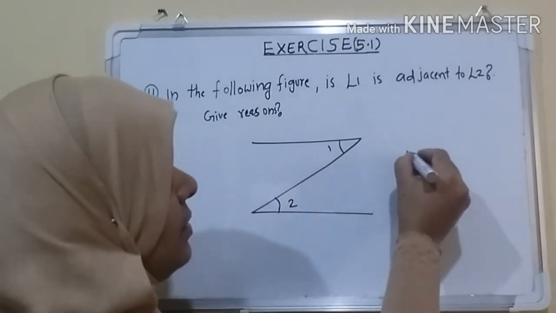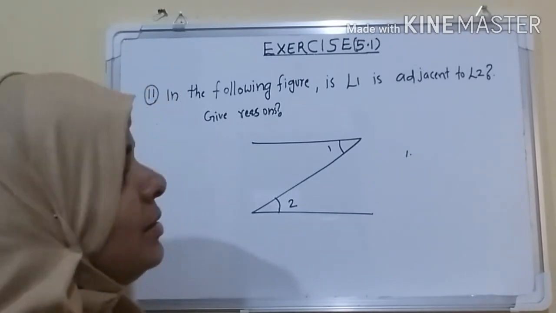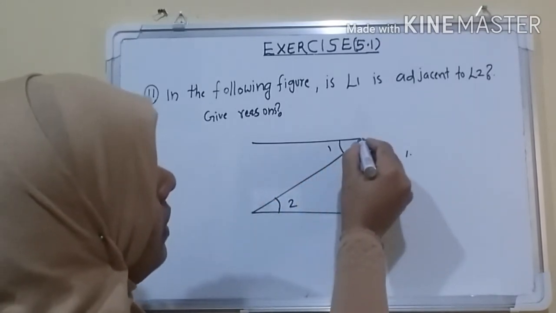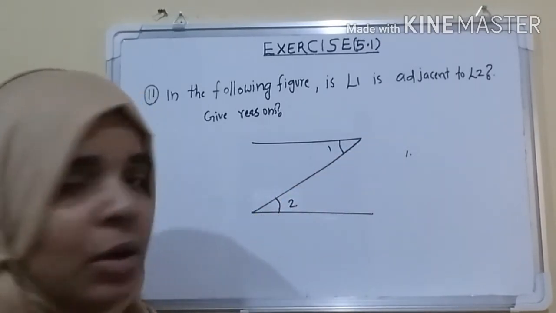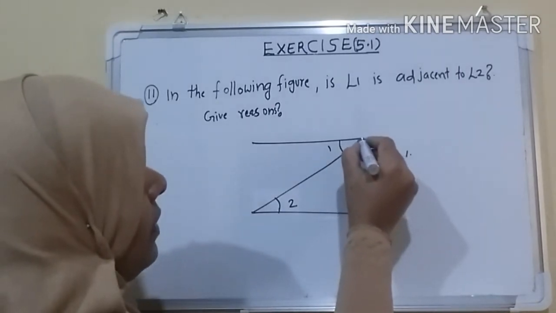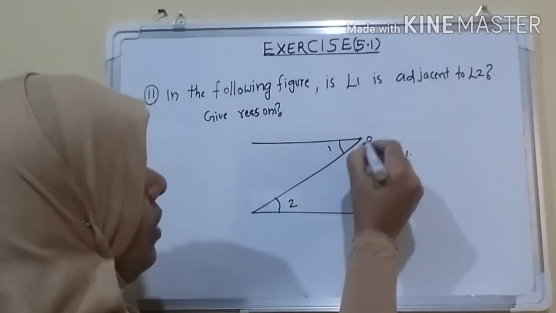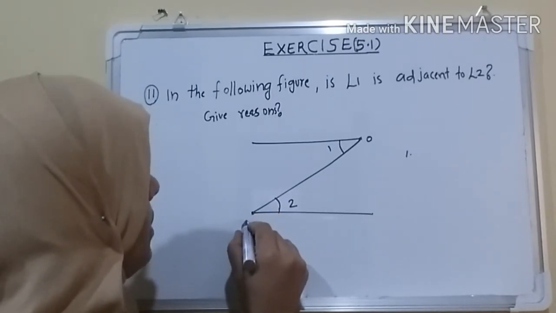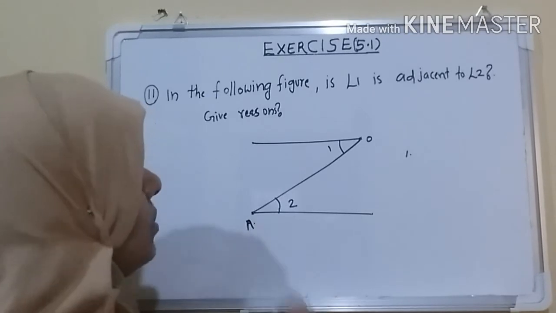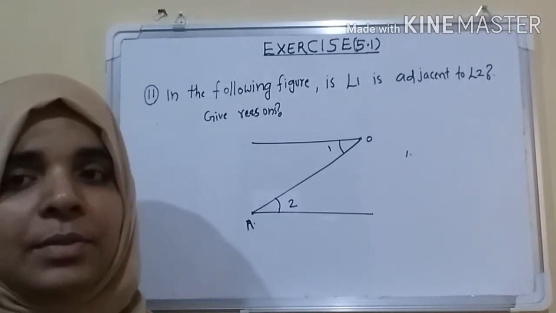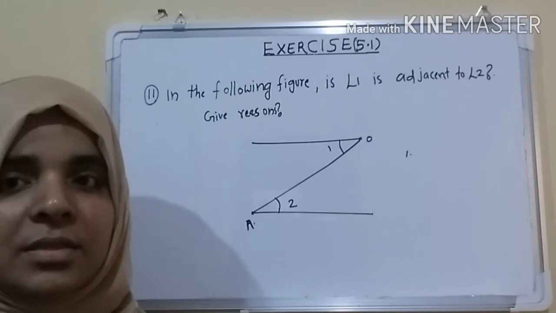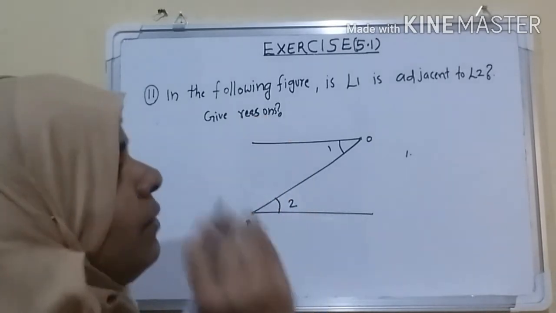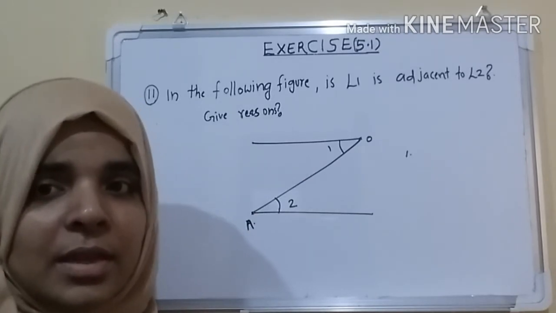Yes, the first condition is that two angles have a common vertex. Here, let's check. Do angle 1 and angle 2 have a common vertex? Angle 1's vertex is this one. Suppose this is O, and angle 2's vertex, suppose this is A. So there is no common vertex. So the first condition of adjacent angles is not satisfied. So we can say angle 1 and angle 2 are not adjacent angles.